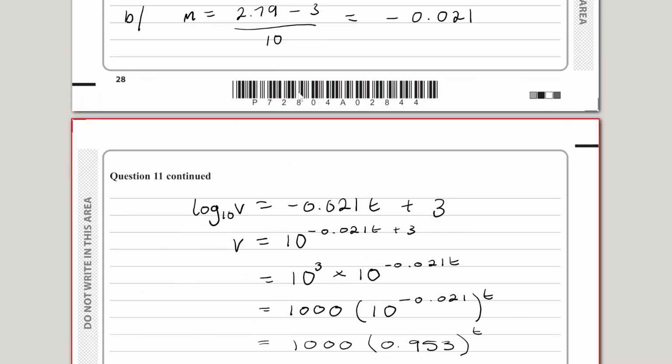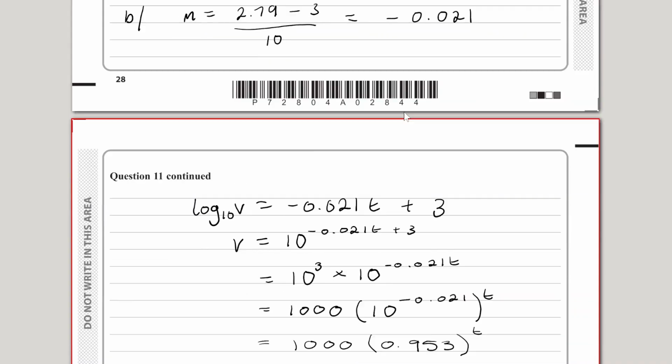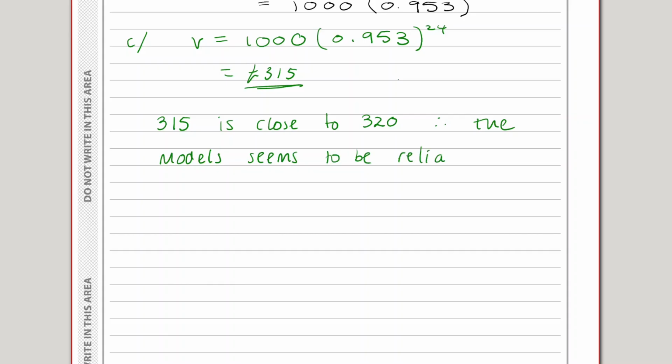So comment on the reliability of the model. So 315 is close to 320, therefore it seems reliable. So 315 is close to 320, therefore the model seems to be reliable.